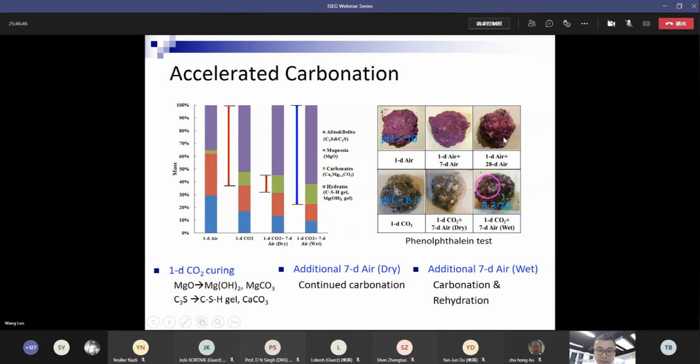And we can find that after additional 7 days air curing in the dry system, the samples can be continually carbonated, producing a lot of calcium carbonate, but the color is still colorless, meaning very little calcium hydroxide or magnesium hydroxide. But in the wet system, rehydration occurred. Some surface turned slightly pink in color.